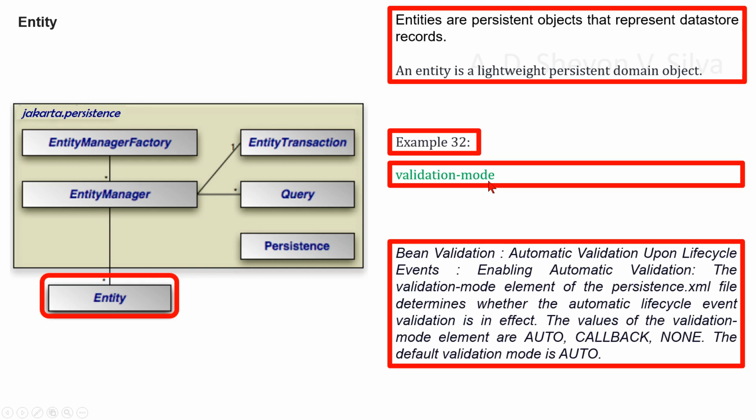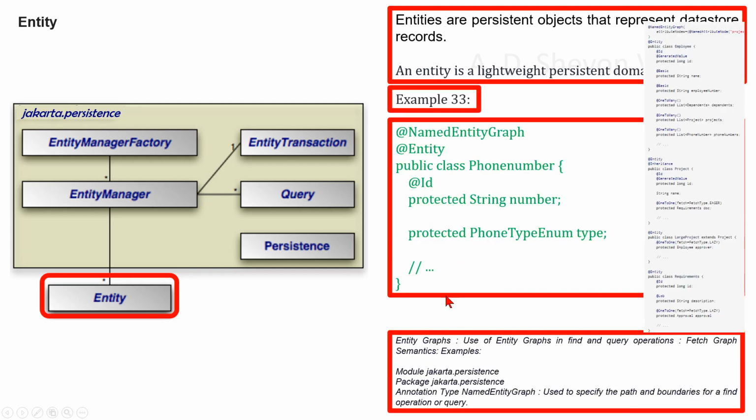Now we are considering fetch graph examples in fetch graph semantics, the use of entity graphs in find and query operations. The annotation type EntityGraph in package jakarta.persistence in module jakarta.persistence is used to specify the path and boundaries for a find operation or query. In this example, only the named attributes would be eagerly fetched.